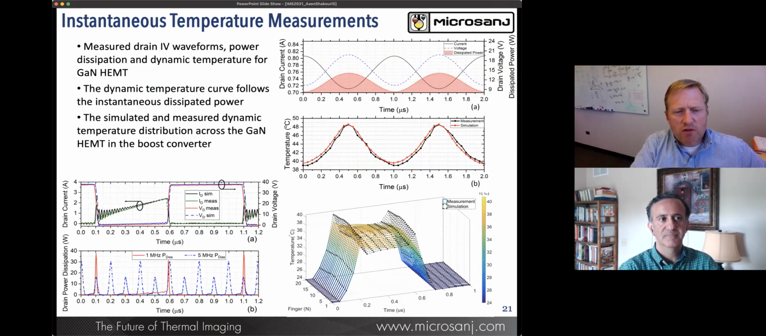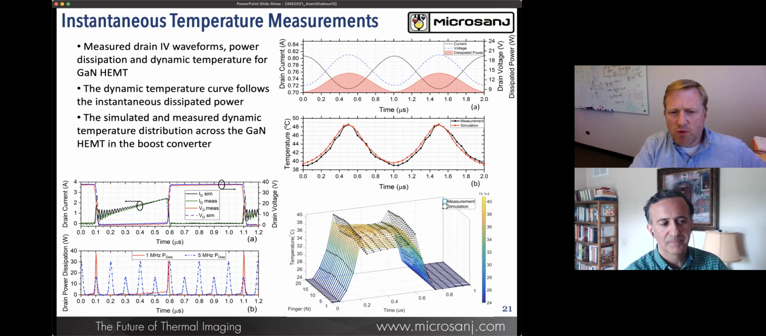What we did in the first case, in the upper right-hand corner, we calculated, at a few megahertz under Class A bias conditions, you can see in the top graph the drain current and the drain voltage. If we multiply those two together, this is really the dissipated power. And that's what we're seeing in the red curve, in the red area.